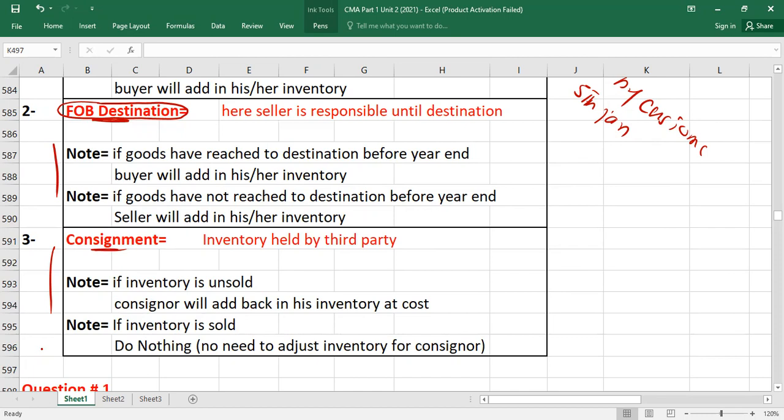It means in a question what you have to do: first of all, identify your position, whether you are a consignor or a consignee, because inventory belongs to the consignor, not to the consignee. If you are a consignor, the second thing you have to identify is how much inventory is unsold. And the third thing you have to decide is the cost of that inventory, not the sale price. Once you take unsold inventory times cost, you will get the total cost of unsold inventory. This you will add in the consignor's books. Clear? Ready for the question? So here we go.